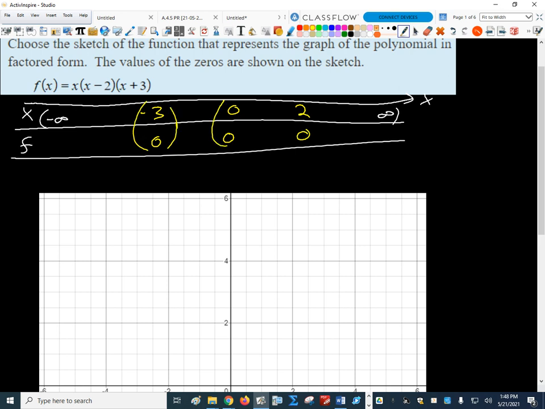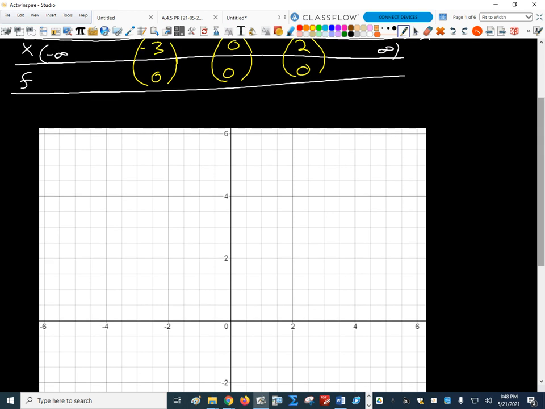Okay, so notice those are like ordered pairs, aren't they? You know, x on the top, y on the bottom. So I could graph those right now. I could graph those on my graph. I get 0, negative 3, and positive 2.